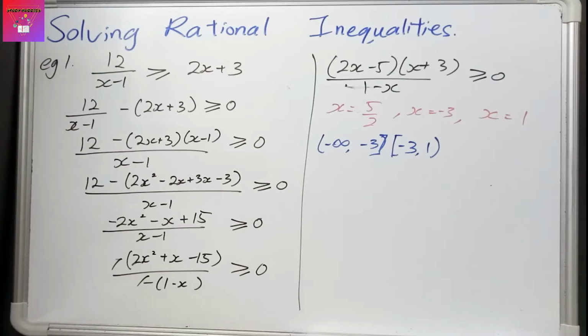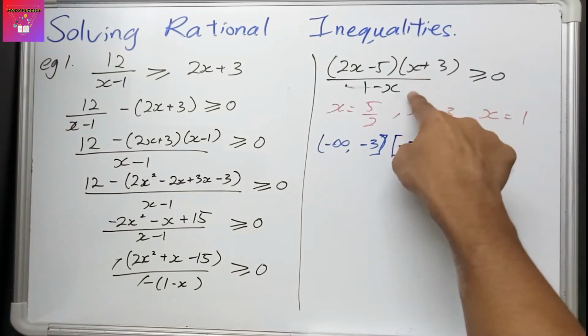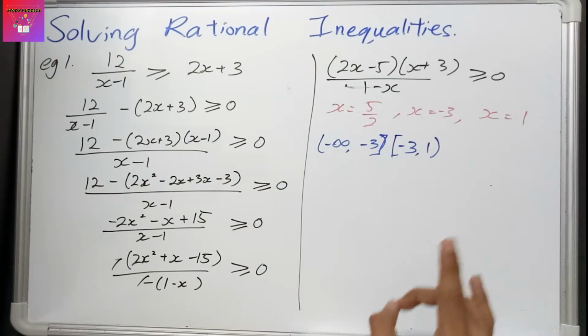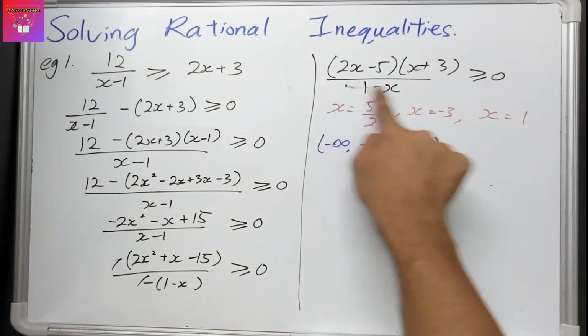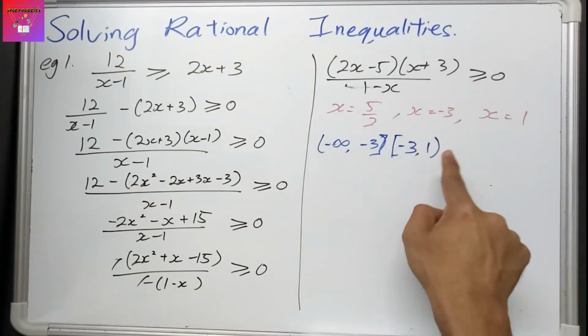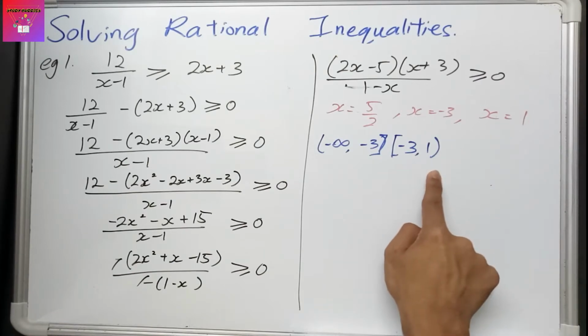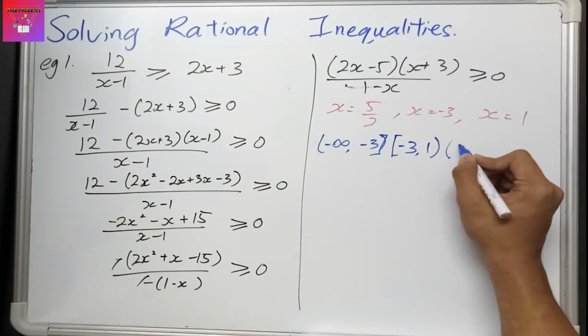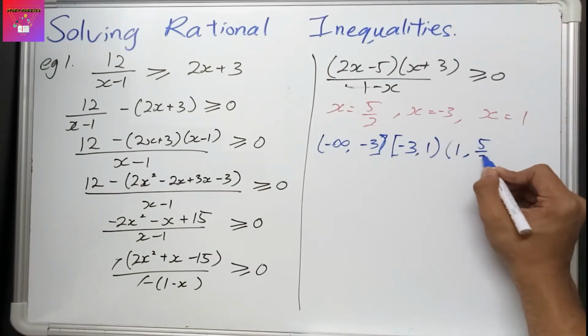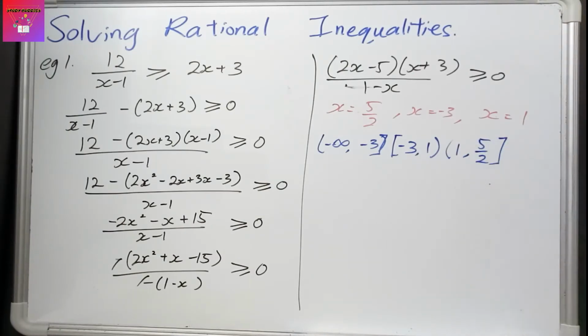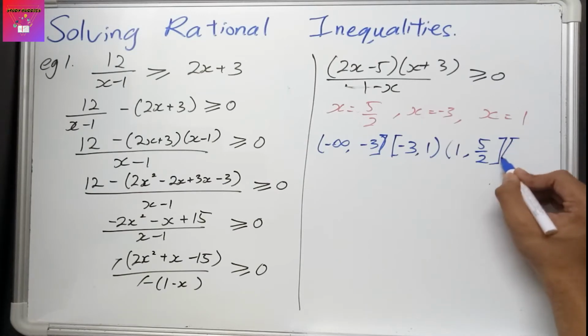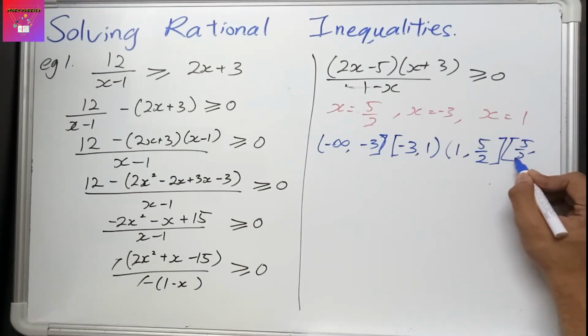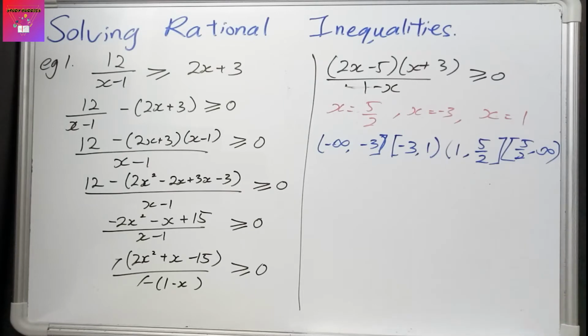I'm using an open bracket because it is the denominator. A very important thing: whenever you take the value of x from the denominator of a question, it should be an open interval. Okay, so now let's move on. After 1, it's going to be 1 to 5 over 2, and 5 over 2 should be a closed interval, and at last 5 over 2 to infinity with an open bracket. Using these 4 intervals, we will be doing the table method.